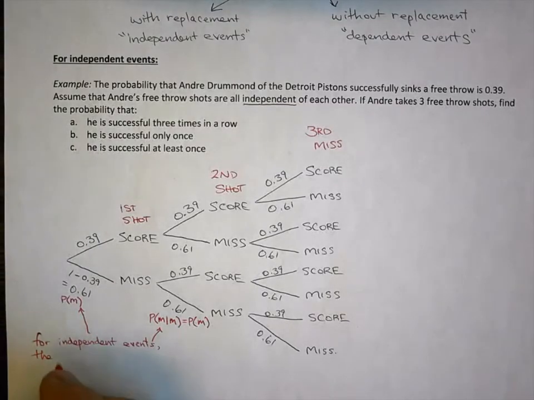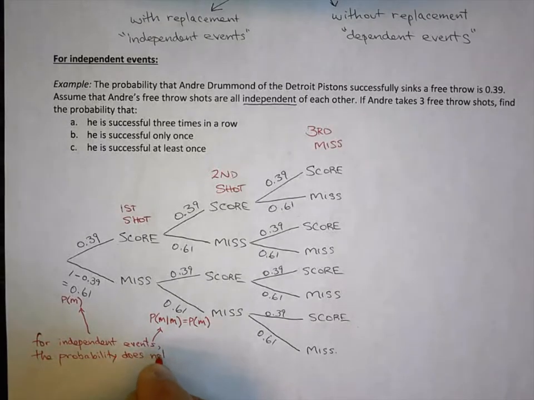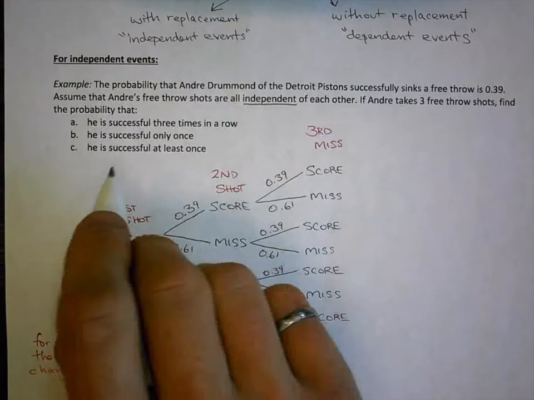The probability does not change due to earlier events. And that's no surprise, we've already looked at that. But just so you understand how the tree works. Okay, now let's do part A, question A.